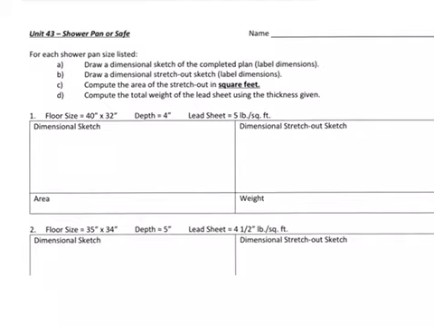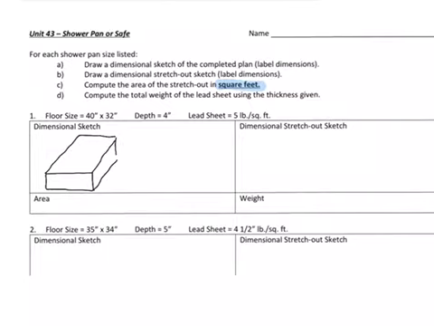I'm going to highlight this right now because this is going to be important for us. And part D is compute the total weight of the lead sheet using the thickness given. So first of all, your dimensional sketch. If you open your book, obviously they're going to be better artists than me, but what we're doing is drawing a 3-dimensional shower pan, and I always start by drawing the front face, and then go back.